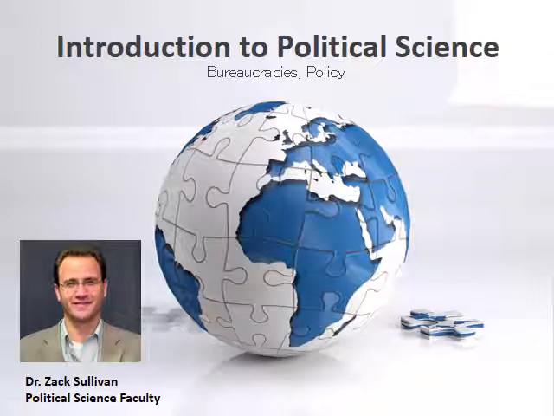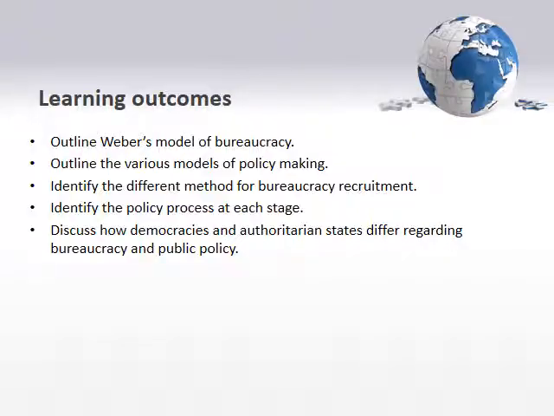This week we'll be discussing bureaucracies and public policy. And here are our learning outcomes for the week. We'll outline Weber's model of bureaucracy. We'll outline the various models of policy making. We'll identify the different methods for bureaucratic recruitment or staffing the bureaucracy. We'll identify the policy process at each stage. We'll discuss how democracies and authoritarian states differ regarding bureaucracy and public policy.